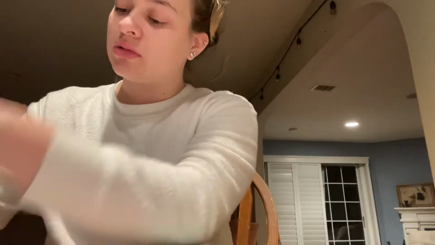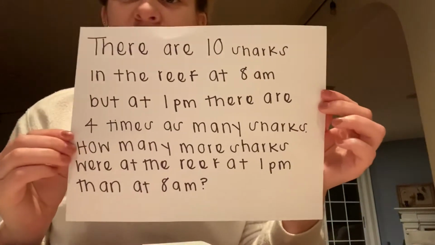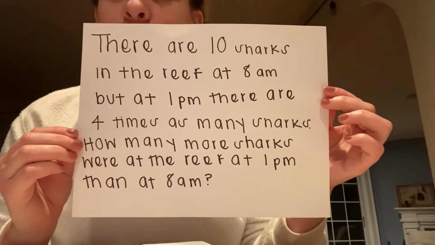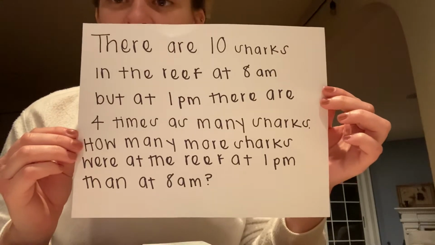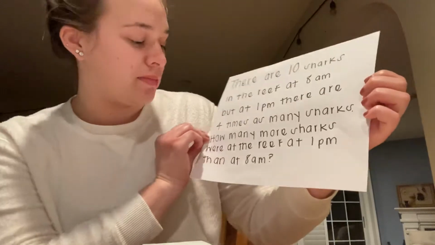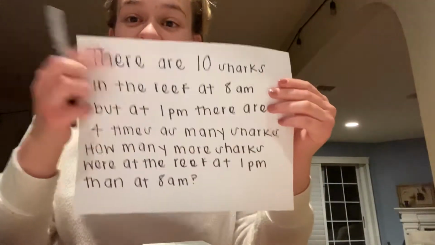So I have a second problem that we can do just to reiterate how to do this. And the second problem is this. There are 10 sharks in the reef at 8 a.m., but at 1 p.m. there are 4 times as many sharks. How many sharks are at the reef at 1 p.m. than at 8 a.m.? How many more sharks are there at 1 p.m. than 8 a.m.? So the first number that we recognize is 10.